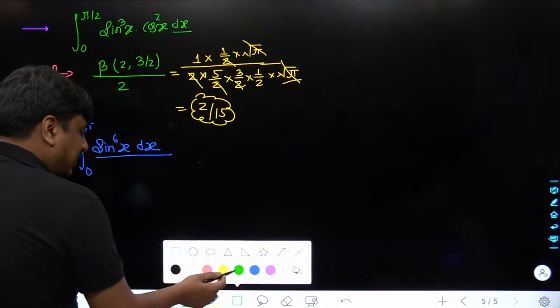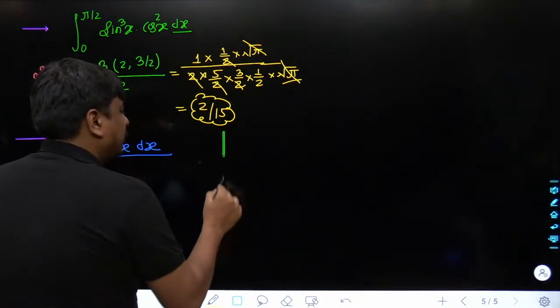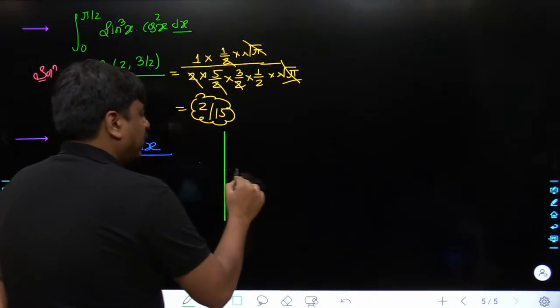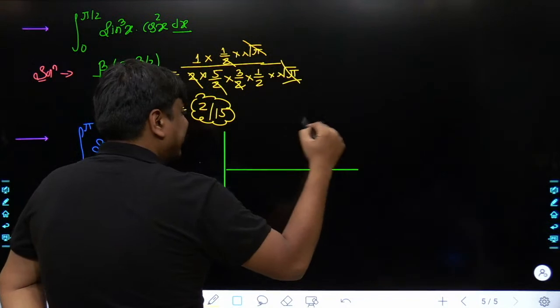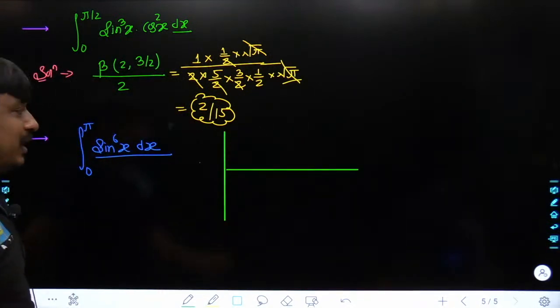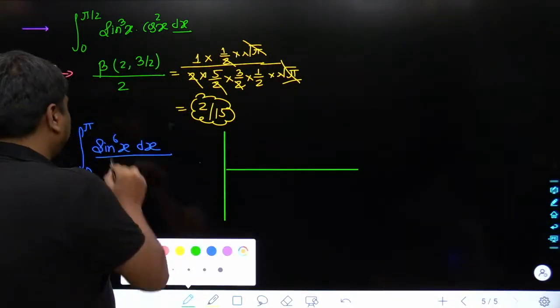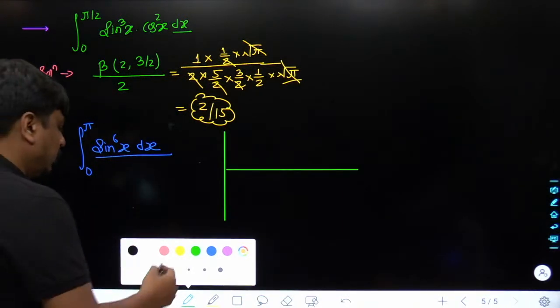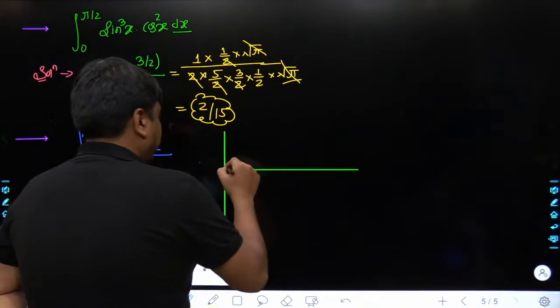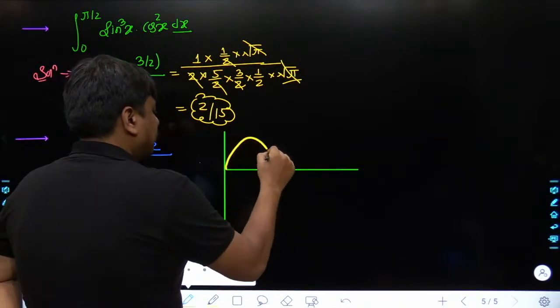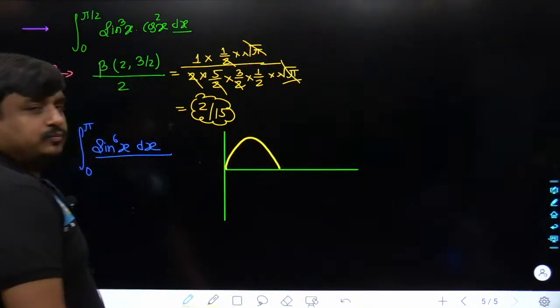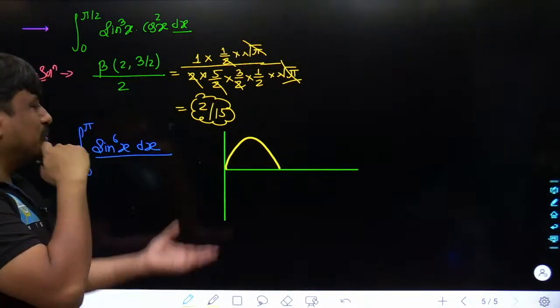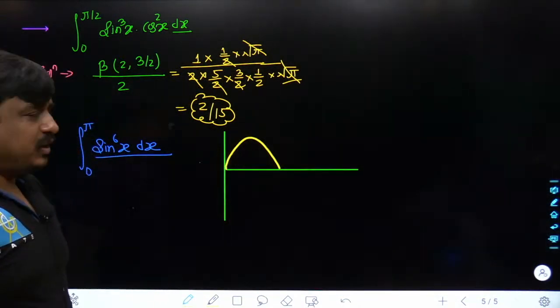And that is why I say, until and unless you appreciate the graphical understanding of the function, you are dead in mathematics. You are completely dead. My dear friends, forget about sine to the power of 6x. Just focus on sin x itself. How the sine of x would be from 0 to pi. Obviously, it would be a downward facing concave curve.